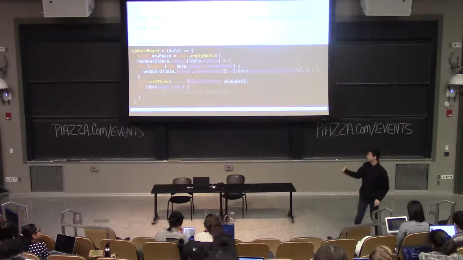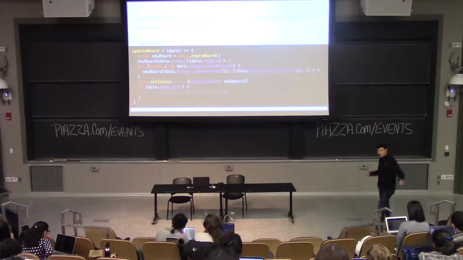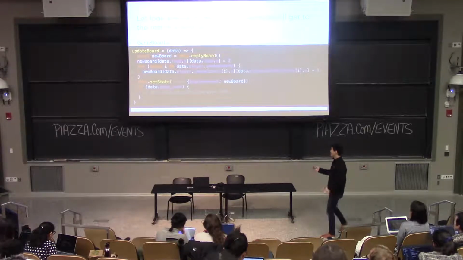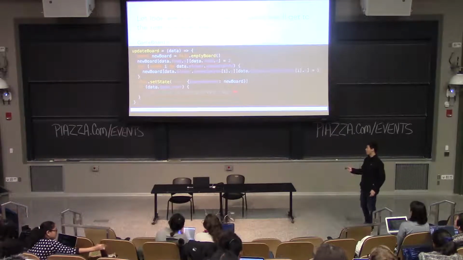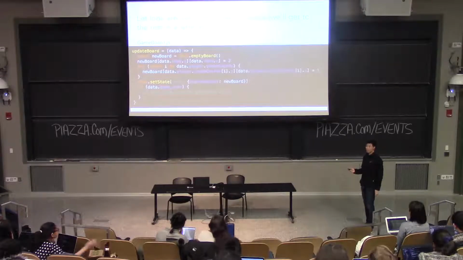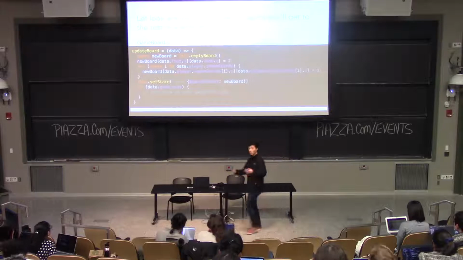In this function, update board, we take some data from the server and we update the board with that data. You can see there's a blank space here, and we're going to fill that in later. And this is what happens when game over happens. Basically all this does is set the state of our board to our new board.